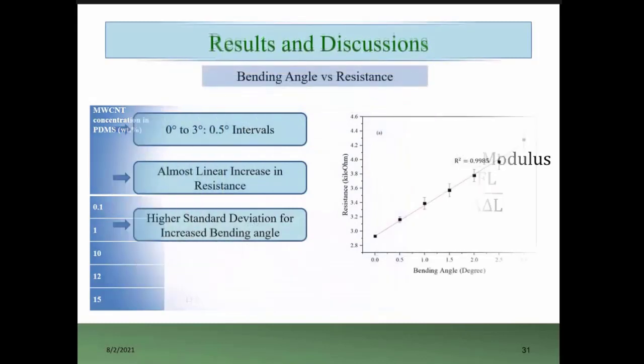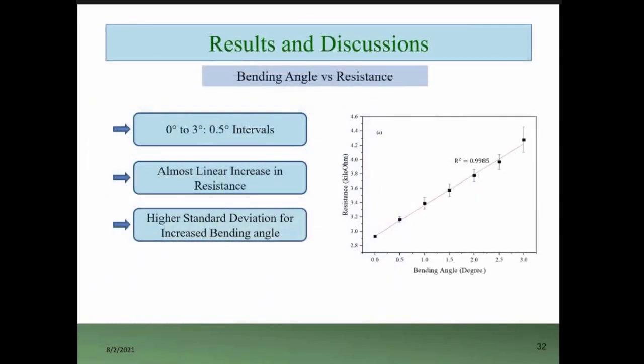Then from the electromechanical characterization, where I checked the change in resistance for different bending angles from 0 to 3 degrees with 0.5 degree intervals, it was found that the sensor was behaving quite linearly in terms of the resistance and bending angle. That means as the bending angle increased, the change in resistance was also increasing. But at higher bending angles, a higher standard deviation was observed.